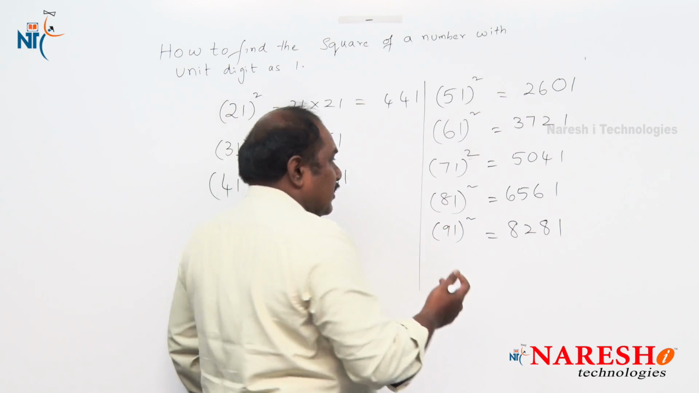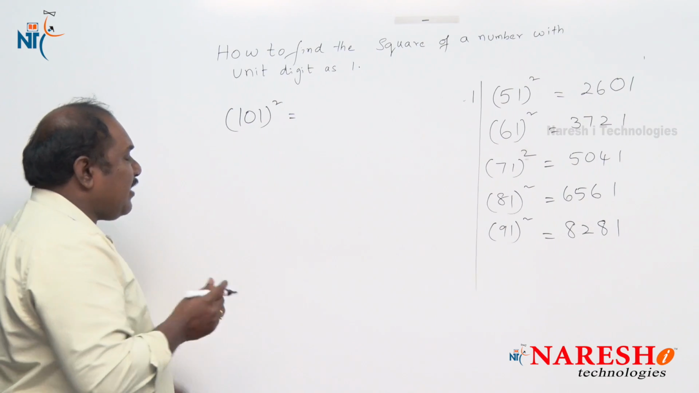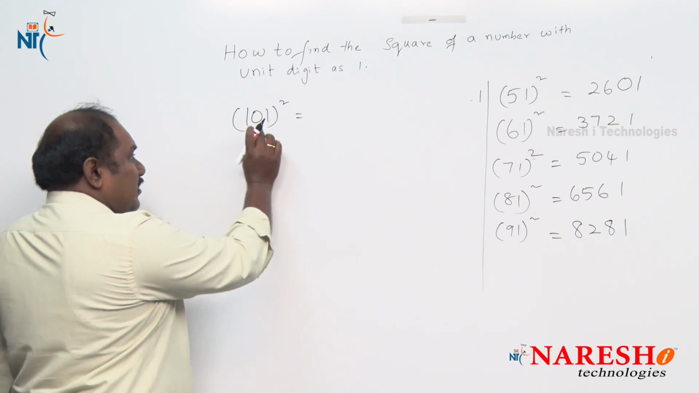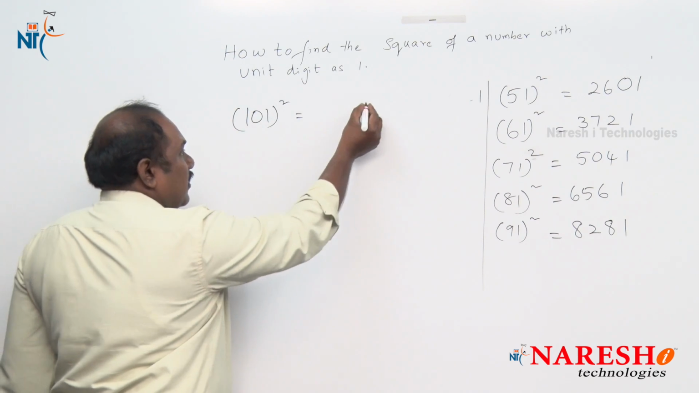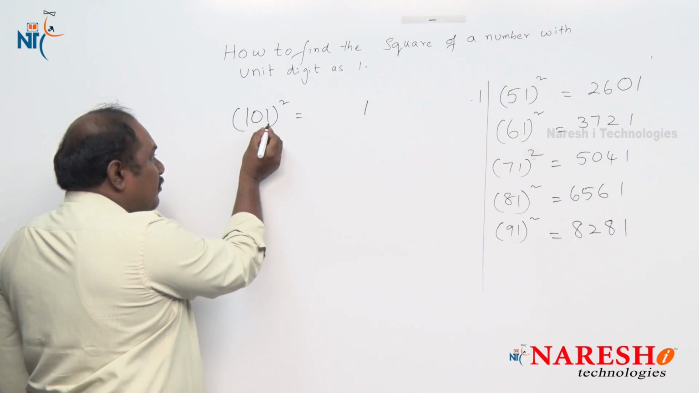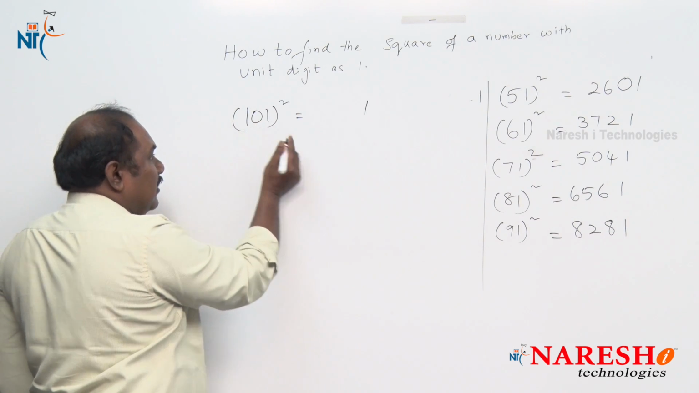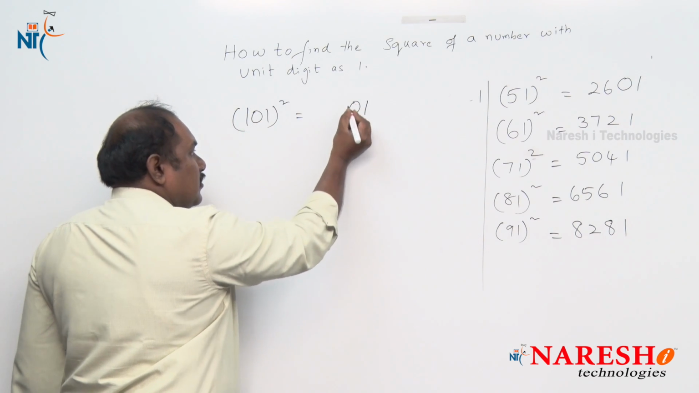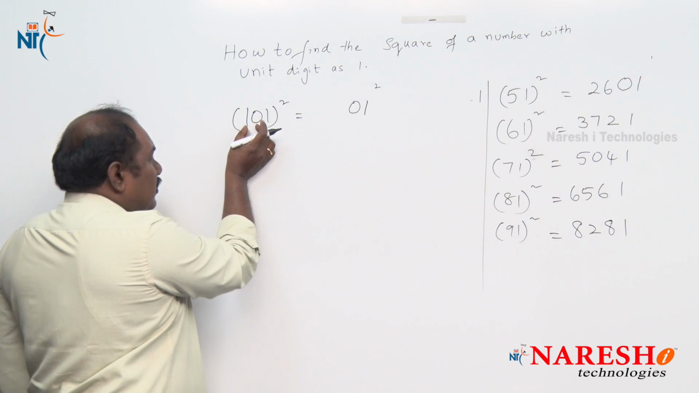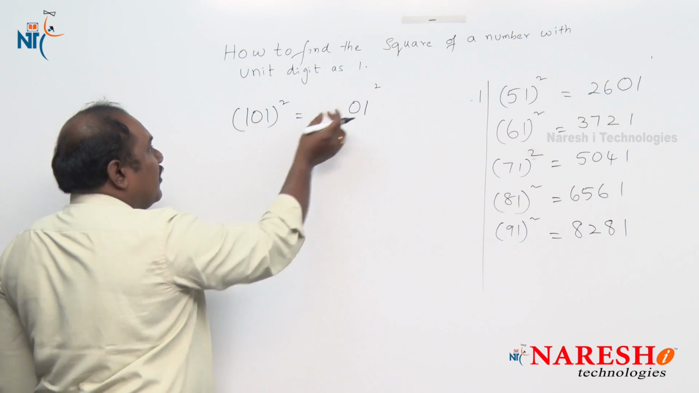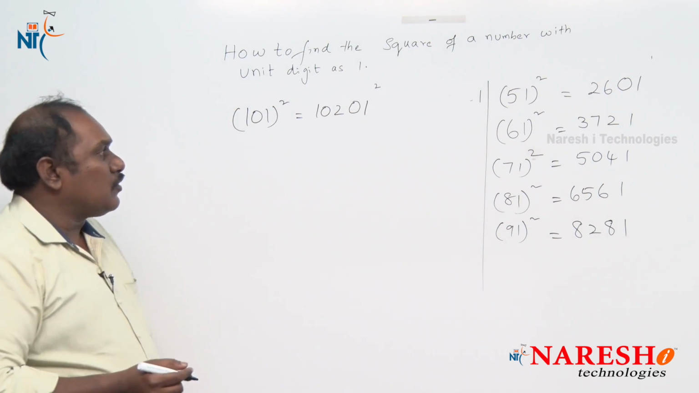But if you look into the next number, 101 square, same logic, but let's try to do it from the last and see what happens. 1 square, 1. Now what is the number before 1? It is 10. Double 10 is 20, so I write 0 and a carry of 2. Now square 10: 10 square is 100. 100 plus 2, 102. So it's 10201.